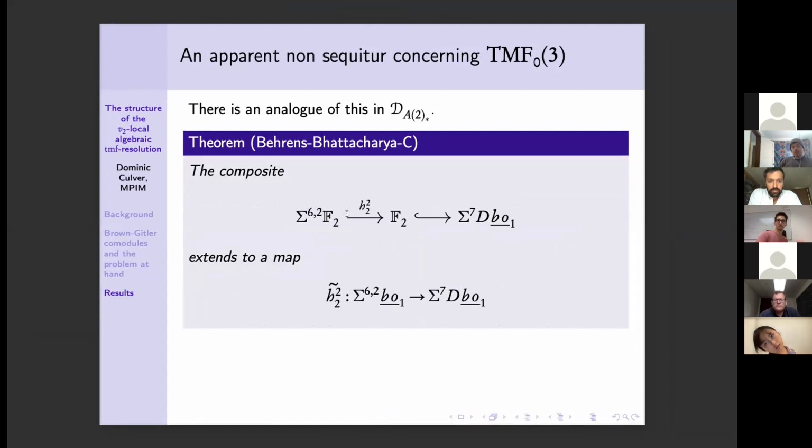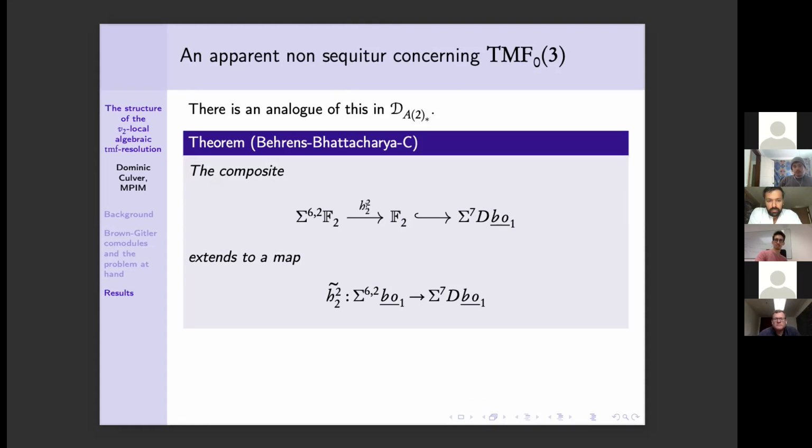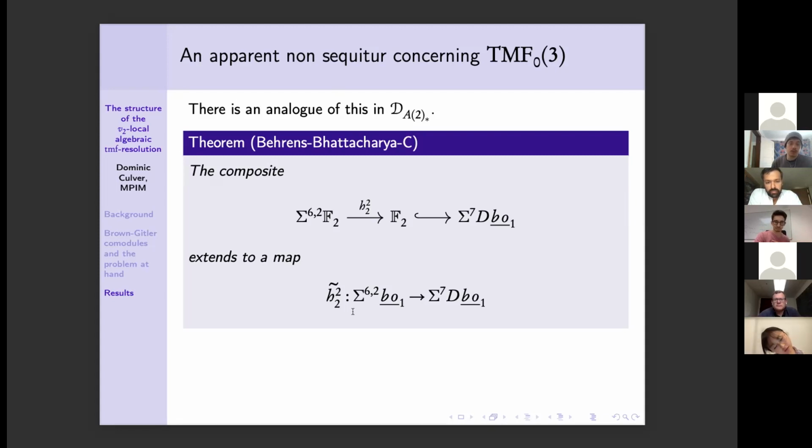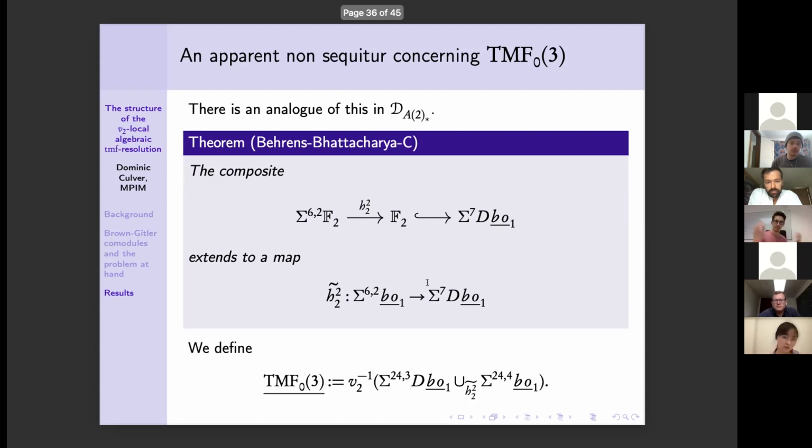So here, there's a map from some sort of suspension of F2 to F2, coming from H2 squared. H2 detects nu, so that's why we're thinking about H2 squared. And we show that this map extends to a map like this, from BO1 into the Spanier-Whitehead dual of BO1. And then we just define formally this algebraic version of TMF03 as being the V2 local mapping cone of this map.